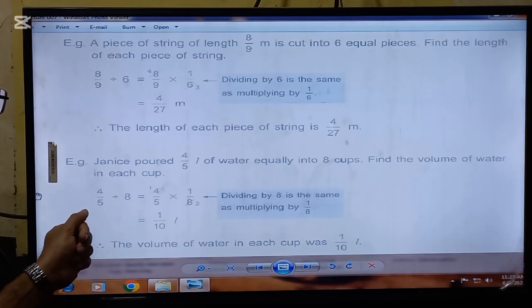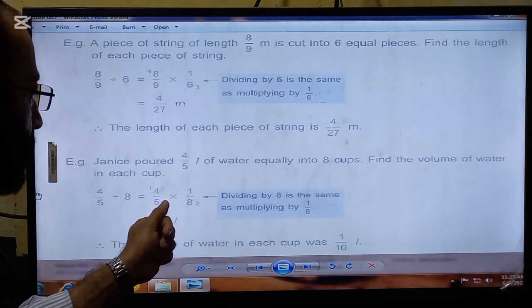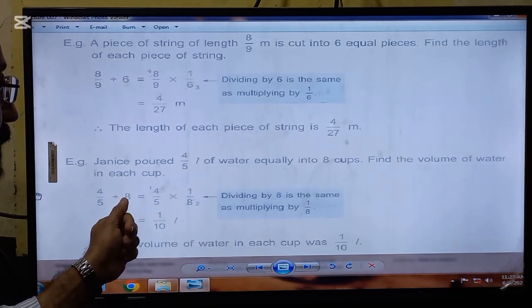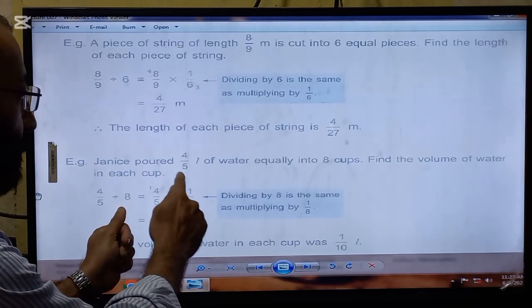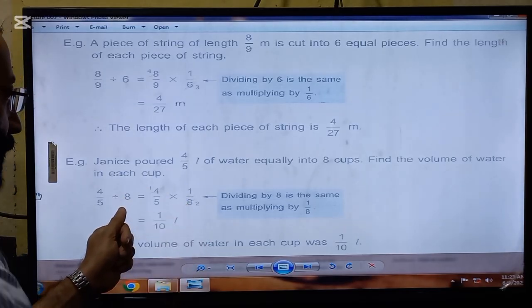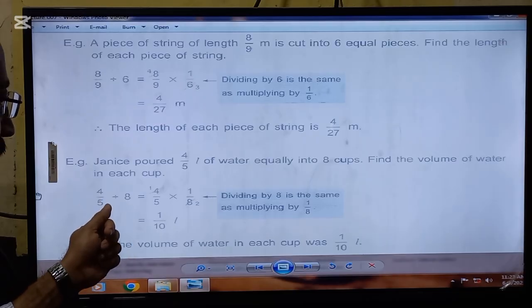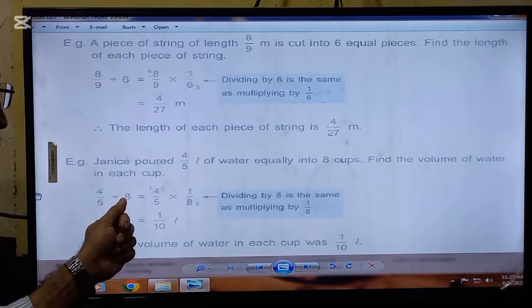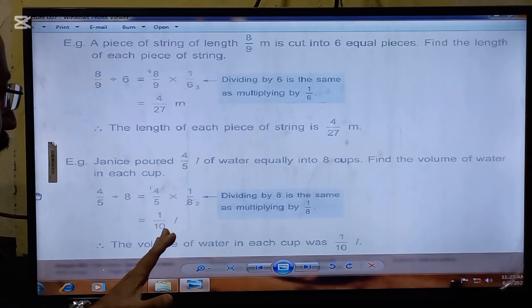So at this stage, we will convert the division sign into multiply and take the reciprocal of the value after the division sign. So here is 8, so we will put 1 by 8 in its place. So again, the steps are to convert the division sign into multiply and take the reciprocal of the value which is given after the division sign. So this is the stage now.